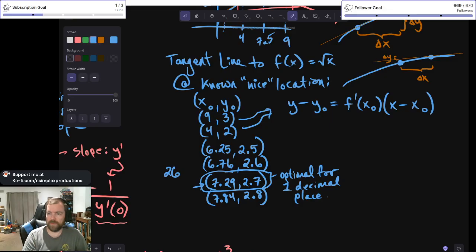X minus x0. So we plug in our x0, y0 into those three locations, into the derivative function, and then into the location that we're starting at, the fixed location, x0, y0. Then what we do is we say, okay, so y1, which is the unknown value, is going to be equal to f prime at x0 times x1.